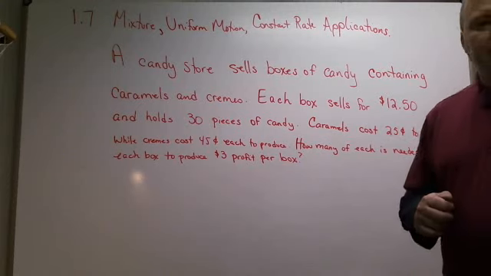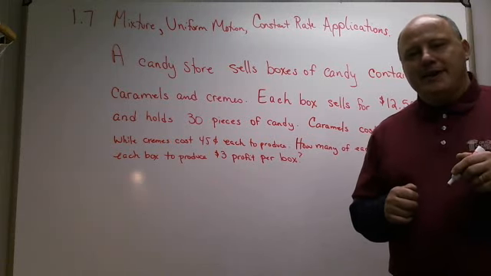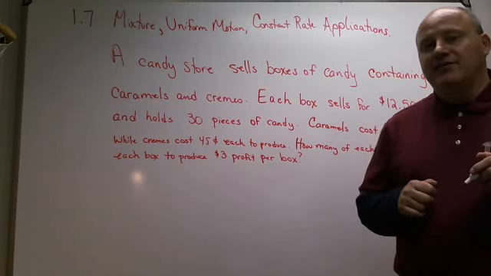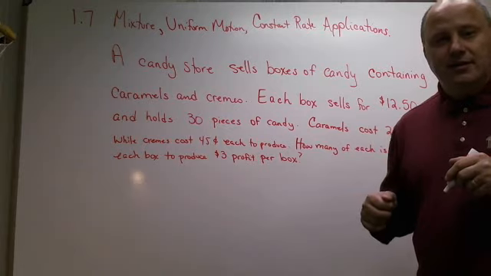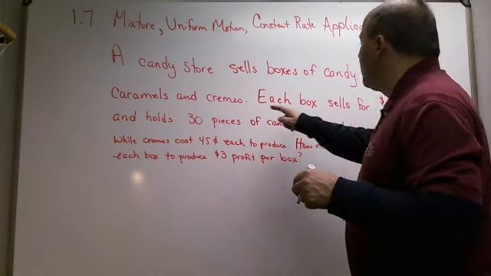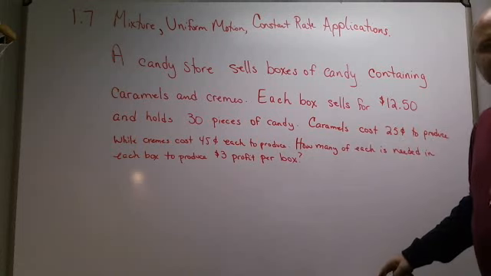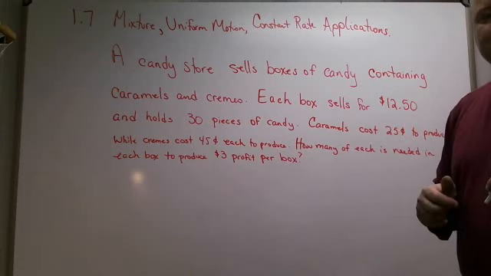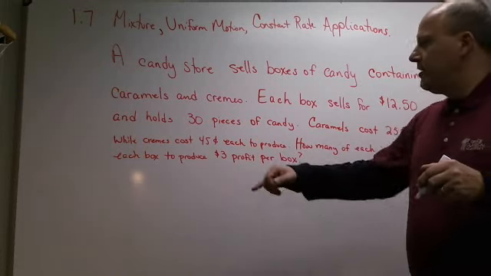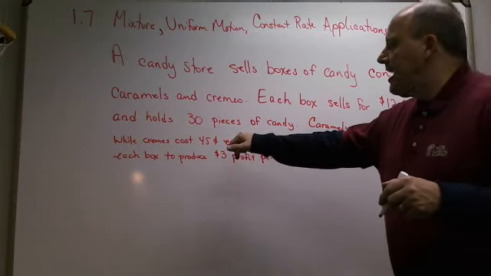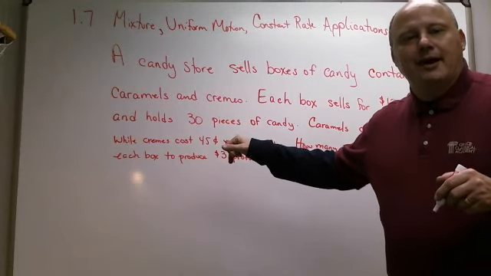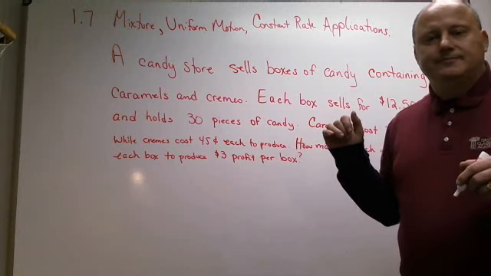So they want a $3 profit per box. That means the box costs them $9.50 to make, because they're going to sell it for $12.50 and they want a $3 profit. You're like, why is that $9.50 important? Well, it's important because that's what everything is considering: how much it costs to make each type of candy.